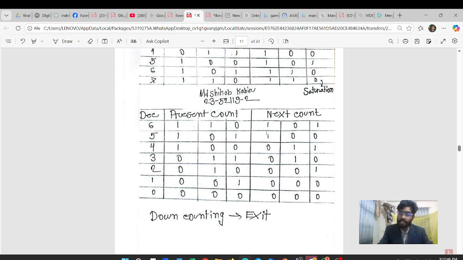If one car exits, the new updated value is 101, that means 5. And another car exits, that means 100, that means 4. Another car exits, 011, that means 3. Another car exits, 010, that means 2. And it is a continuous process until 0.